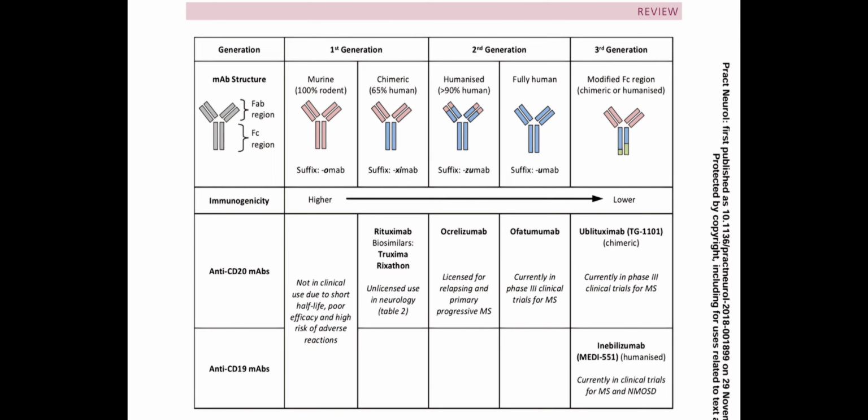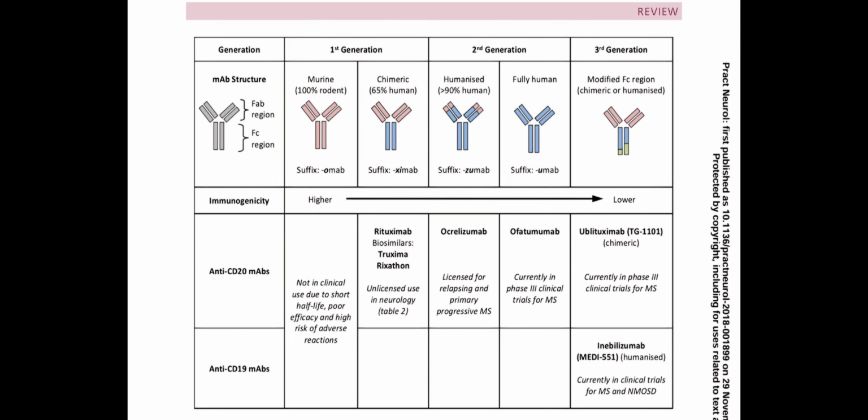The first generation monoclonal antibodies include murine antibodies, which were entirely derived from mouse proteins and carried the suffix OMAB. These agents exhibited high immunogenicity, shorter half-lives, and poor clinical efficacy, limiting their therapeutic utility.